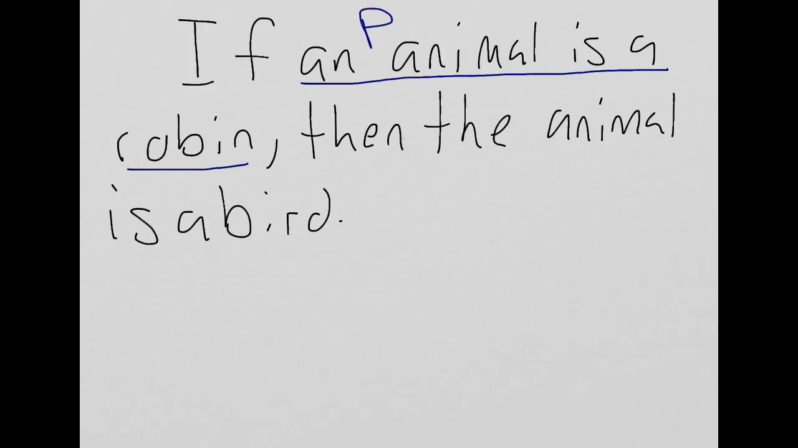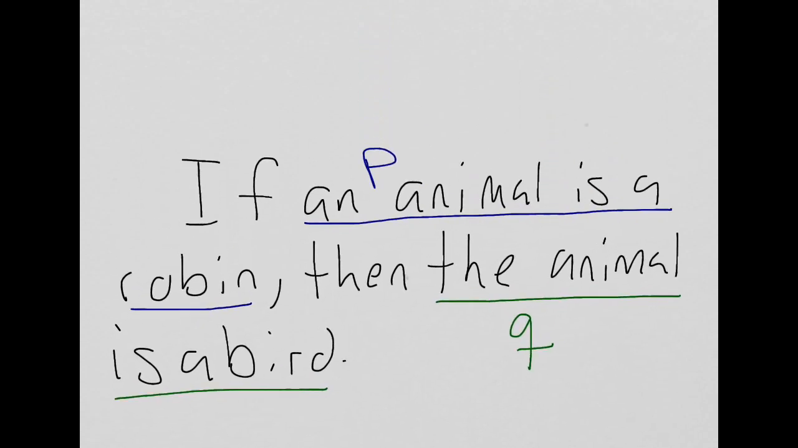Then we're going to look for our conclusion. The conclusion is the Q part of the statement. It follows "then." So if an animal is a robin, then the animal is a bird. This is the Q part of our statement. This is the conclusion. Let's go ahead and do one more.